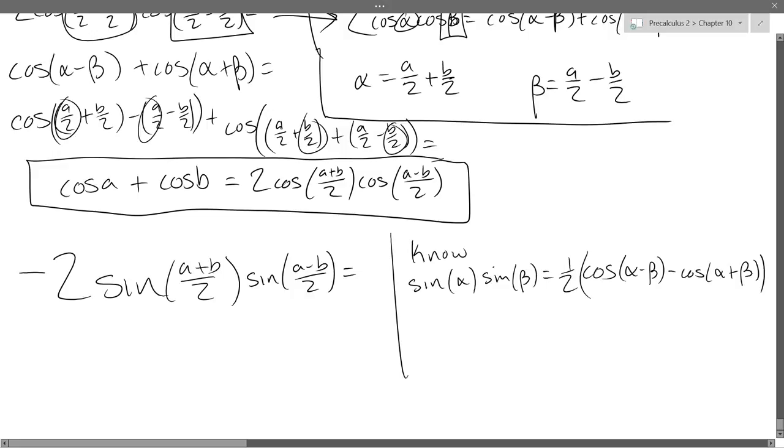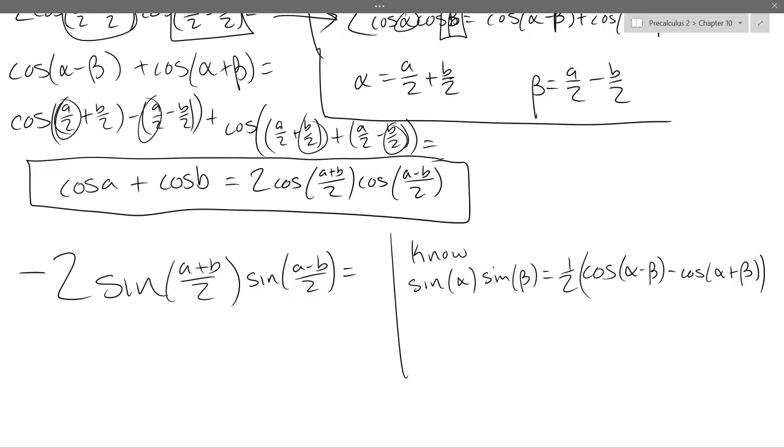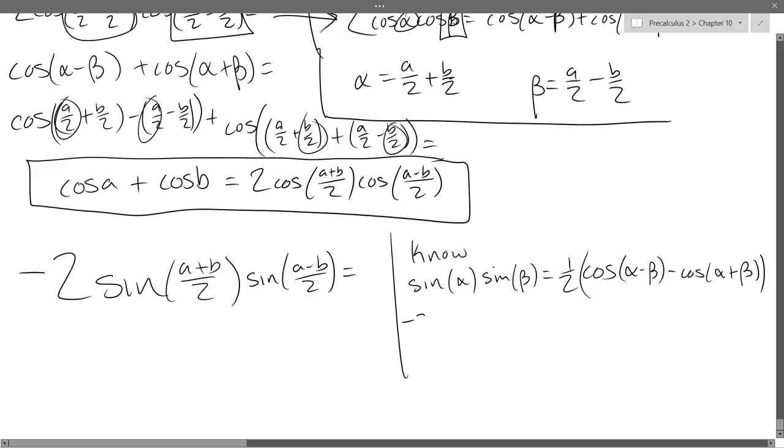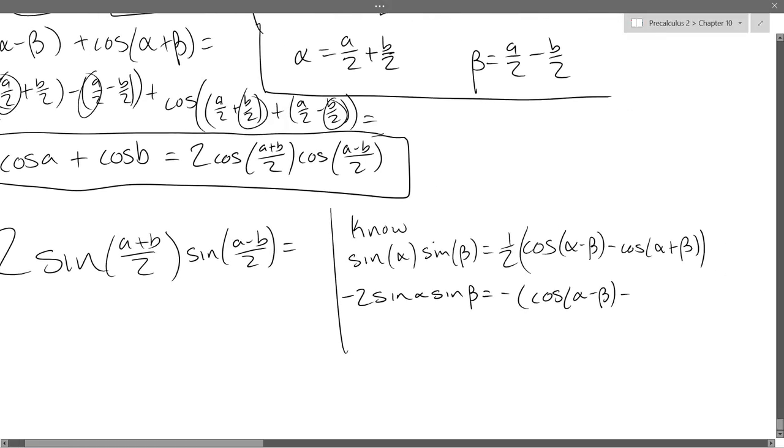So instead of just multiplying by 2, I'm going to multiply by negative 2. So it looks just like the negative 2 sine times sine. So we get negative 2 sine alpha sine beta equals, now I'll put the negative sign here and then we'll distribute it. So we get cos alpha minus beta minus cos alpha plus beta. I don't like to have too many negatives, so I'm going to distribute my negative sign. So the second term is going to be positive, so I'm going to write that one first. I like to put my positive terms first and then negative terms second.